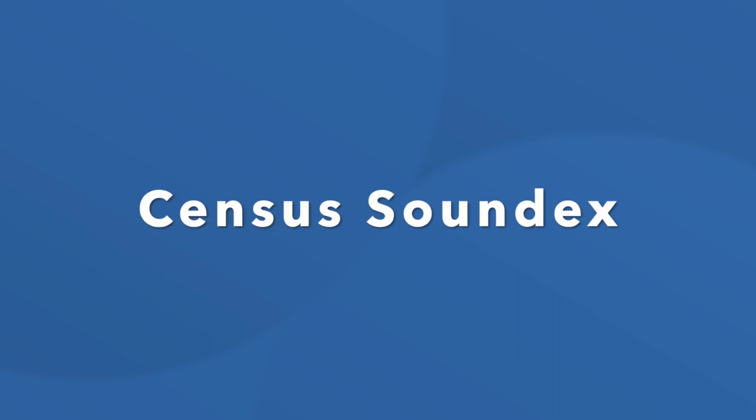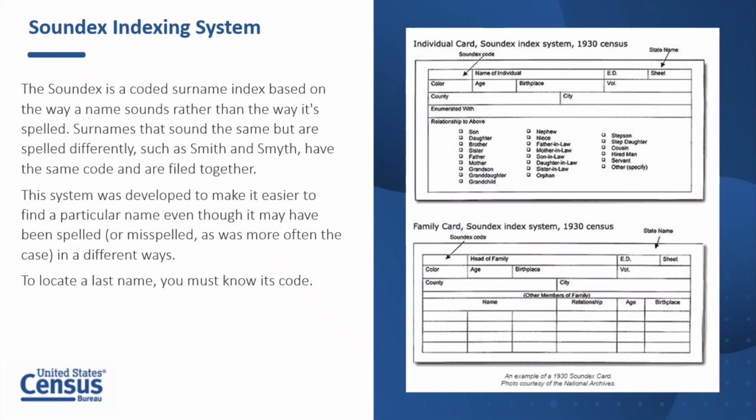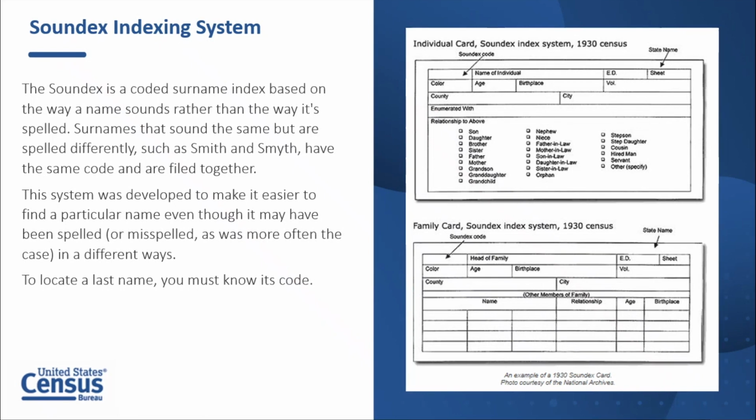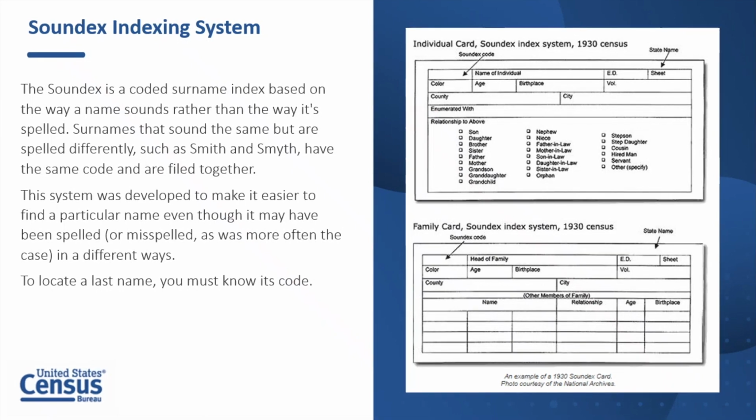Census Soundex. The decennial census Soundex system began as a project of the Franklin D. Roosevelt administration's Work Progress Administration. Because many states did not have uniform systems for registering births, the Soundex indexes were originally prepared to assist the Census Bureau in finding records for people who needed official proof of age. The Soundex system was used for the 1880, 1900, 1910, 1920, and 1930 censuses.